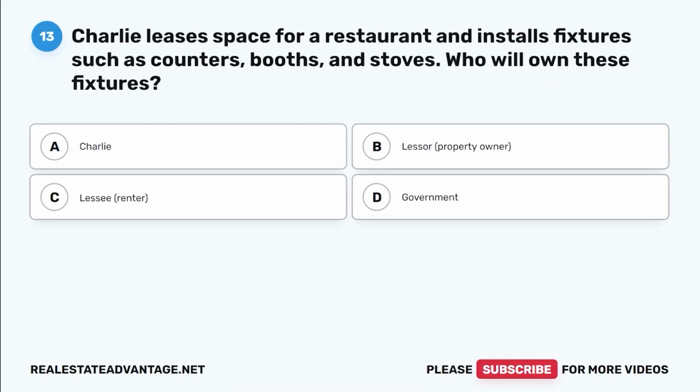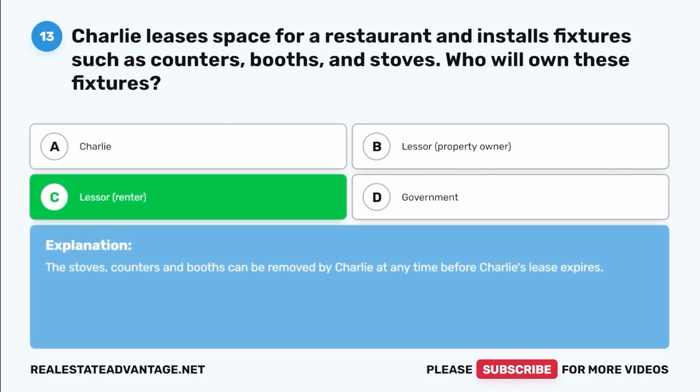Question 13. Charlie leases space for a restaurant and installs fixtures such as counters, booths, and stoves. Who will own these fixtures? A. Charlie. B. Lessor, property owner. C. Lessee, renter. D. Government. The correct answer is C. Lessee, renter. The stoves, counters, and booths can be removed by Charlie at any time before Charlie's lease expires.